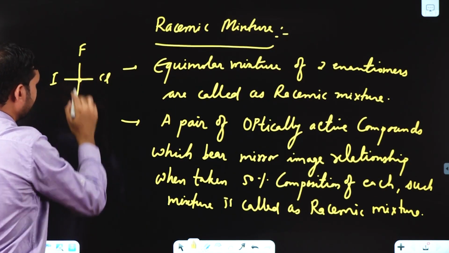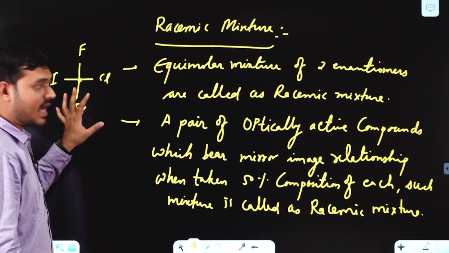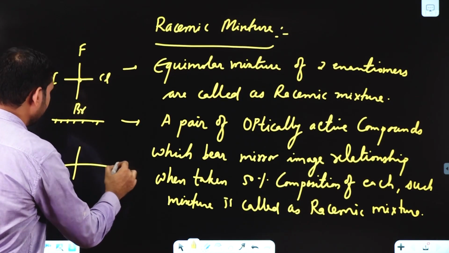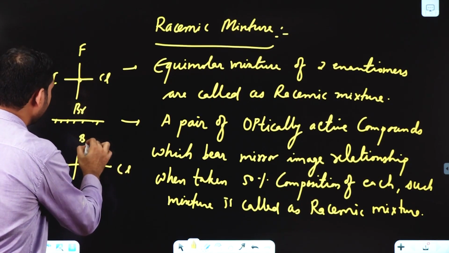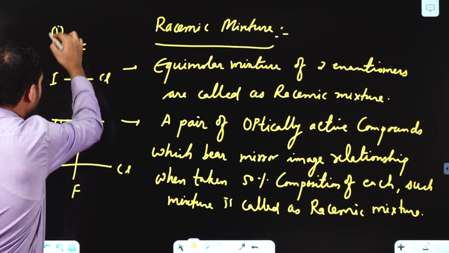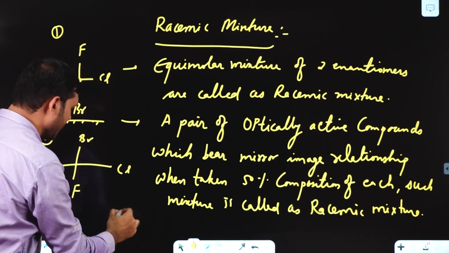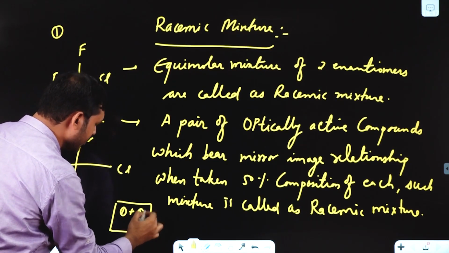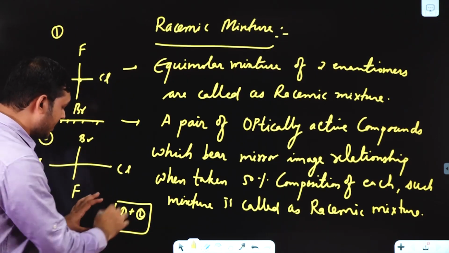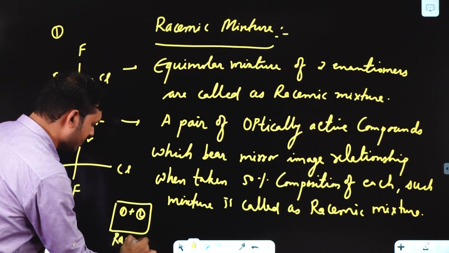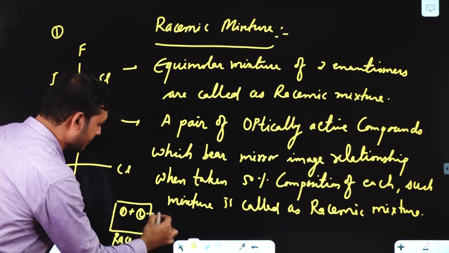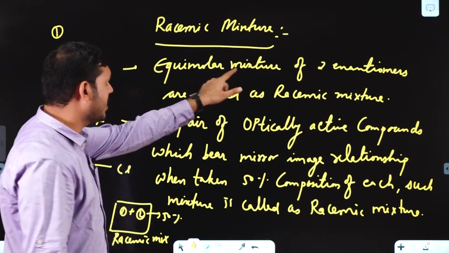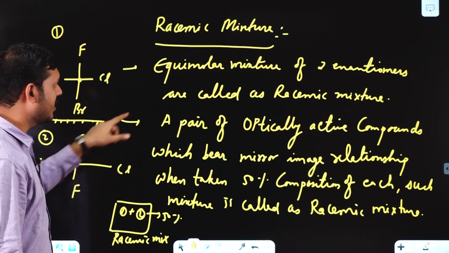FClBrI. Suppose this compound we have, this is an optically active compound, and if I see its mirror image, what will happen? Cl and iodine will be same, this Br and F interchange. So this is 1 and 2. If I say a container containing 1 plus 2, both 50-50%, then this is called as racemic mixture. Clear? Equimolar mixture of two enantiomers, they are enantiomers of each other, are called racemic mixture.